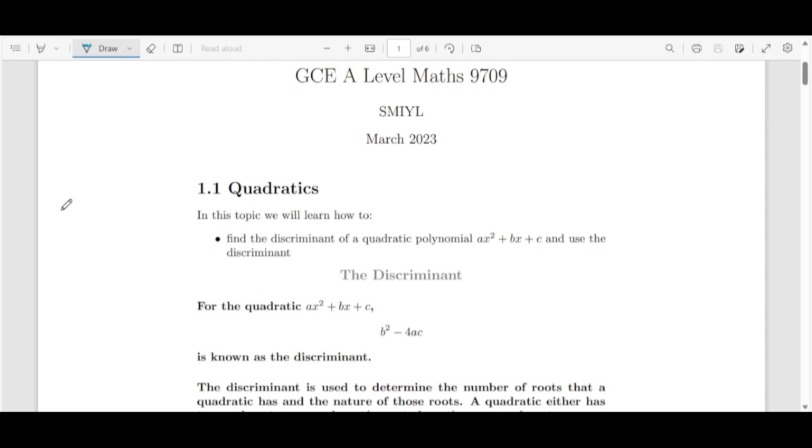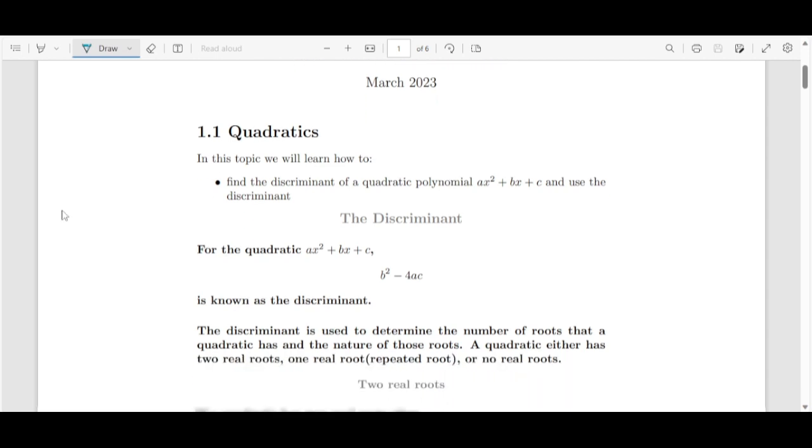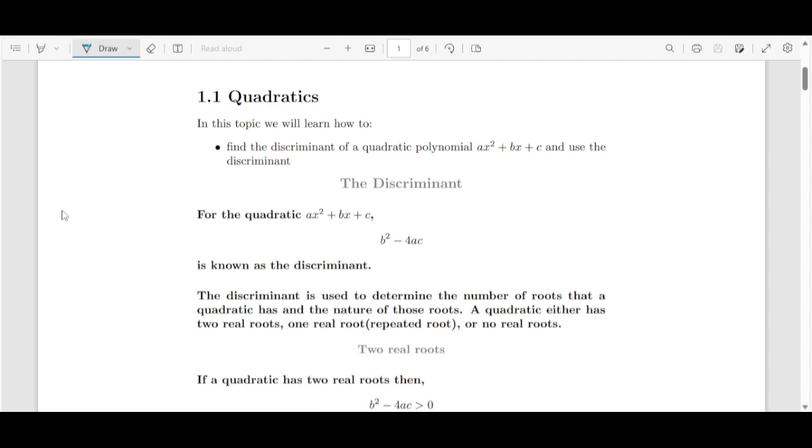So today we're going to be learning about the discriminant. The syllabus point that we'll be focusing on states that we will learn how to find the discriminant of a quadratic polynomial ax squared plus bx plus c and use the discriminant.